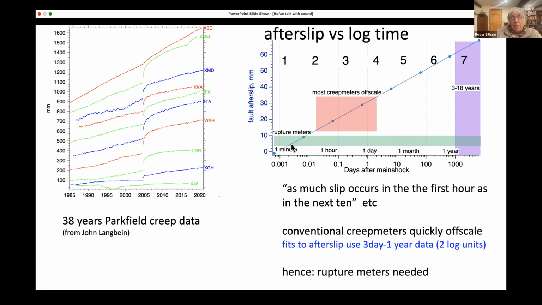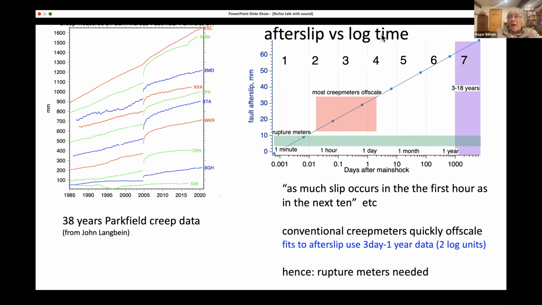This is the same thing now in log time space. So we're looking at decades of increasing time. So here's 1/10 of a day, 1 day, 10 days, 100 days. And as much slip occurs in one of these decades, say in the first hour, as in the next 10 hours, as in the next 100 hours, and so on.